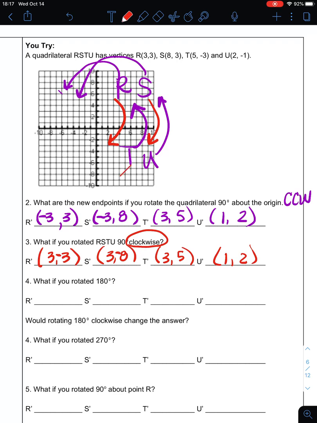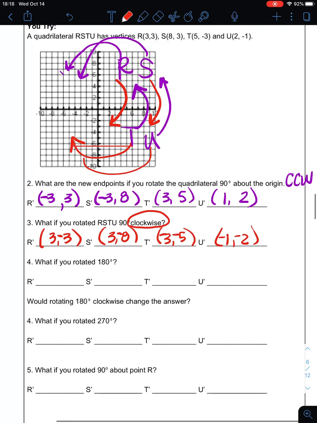Then T was in quadrant 4. It's going to rotate back here to quadrant 3 where my signs are negative, negative. So I put negative, negative. U also did the same thing. It rotated 1 quadrant over to the right, and so it went to quadrant 3, so it will be negative, negative.